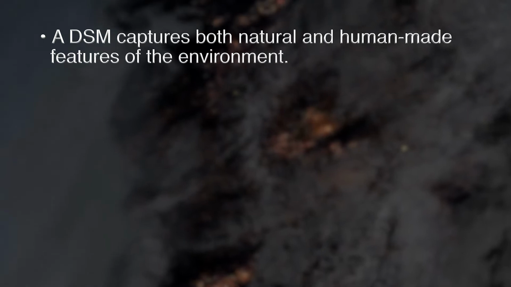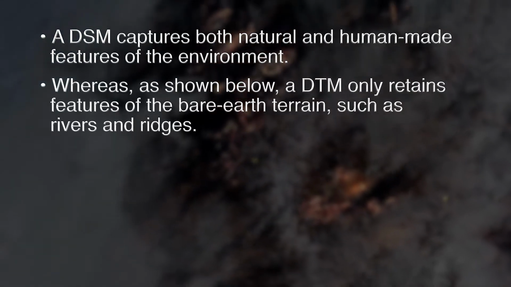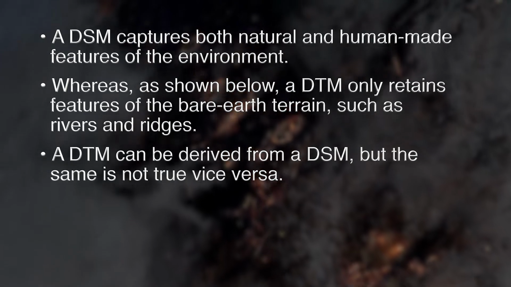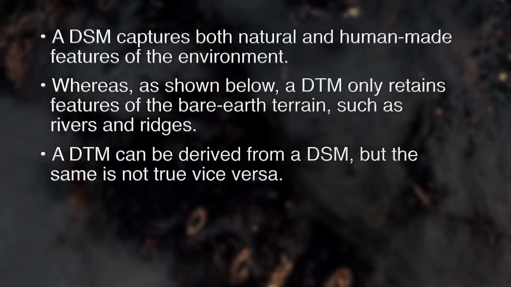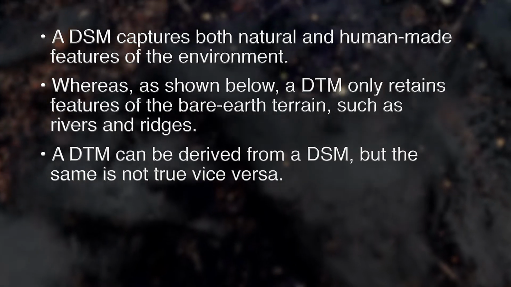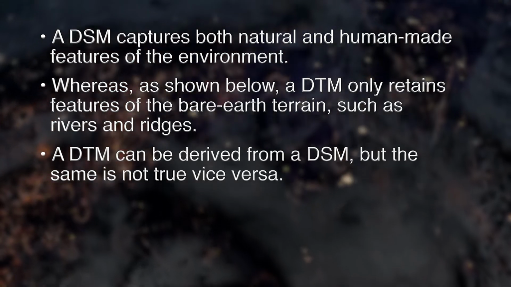A DSM captures both natural and human-made features of the environment, whereas a DTM only retains features of a bare earth terrain such as rivers and ridges. A DTM can be derived from a DSM, but the same is not true vice versa. DSMs include objects on the earth's surface, whereas DTMs do not. For most LiDAR applications, the focus is placed on the DEM and DSM as defined above, with DTMs more applicable for GIS and cartographic representation.